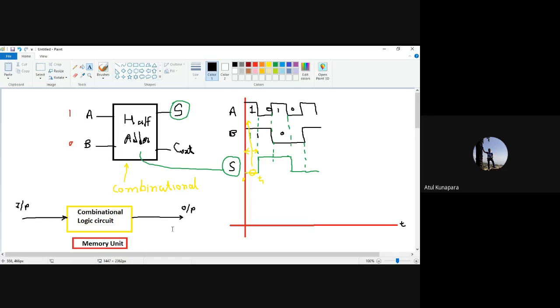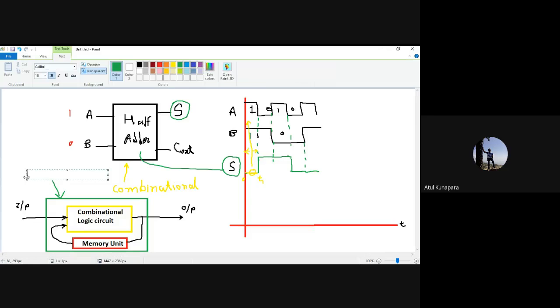So what will this be doing? In this case, your output will be given to the memory unit, and that memory unit will be supplying another input here, like this. So it means what here? Now the overall circuit can be said to be a sequential logic circuit, right? So this is now your sequential logic circuit.